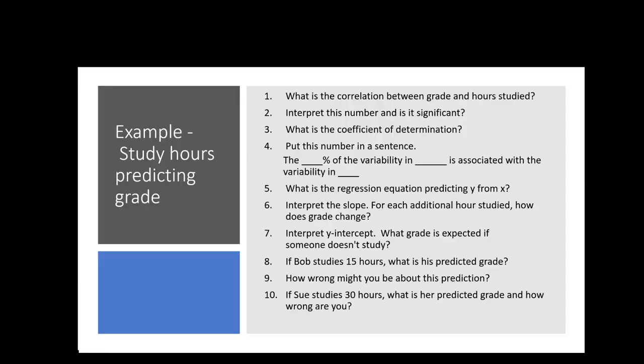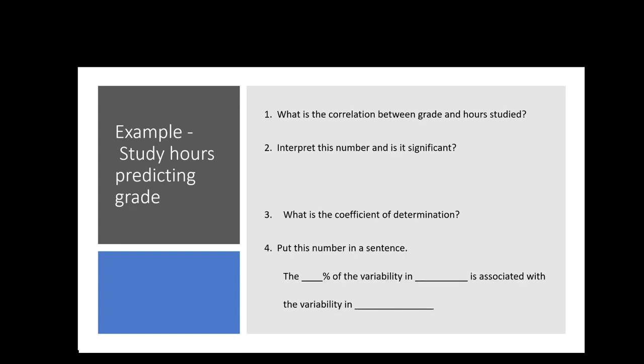So these are all the questions we have for the example for study hours predicting your exam grade. I'm going to walk through them one by one, but now you have them all kind of in your notes if you would like to go back and review. So the first question is, what is the correlation between grade and hours studied? So we saw in our JASP output the correlation was 0.707. So that's what I'm looking for there.